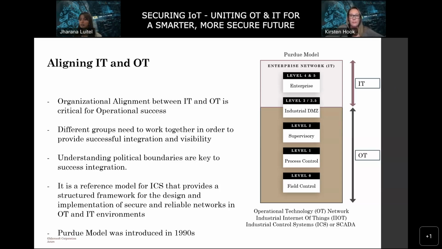The model consists of multiple levels or zones, each of which represents a different level of security and control. At the lowest level are the field control devices, such as sensors, which are connected to controllers or PLCs. The next level is the process control level, where the PLCs or controllers are connected to supervisory control and data acquisition systems. The supervisory level is above that, which oversees multiple control systems, and the industrial and enterprise level is at the top.